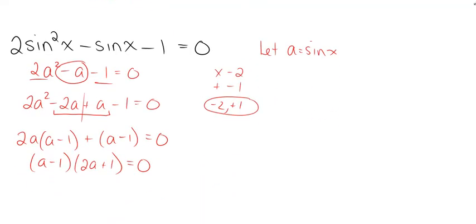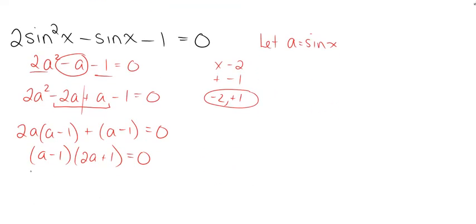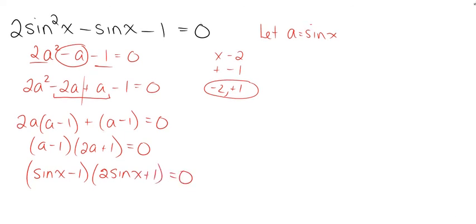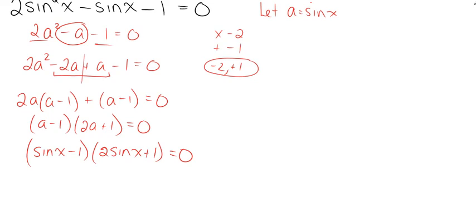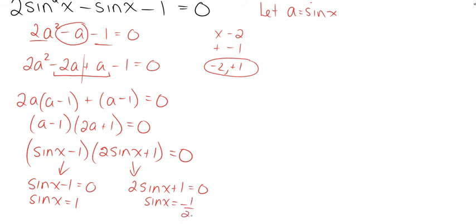And since I actually let a equal sine x, I eventually sub my sine x back in: sine x minus 1 times 2 sine x plus 1. So there you go. And then if I just let each bracket equal 0 to solve, I get sine x equals 1, and sine x equals -1/2. And now I just have to solve those.